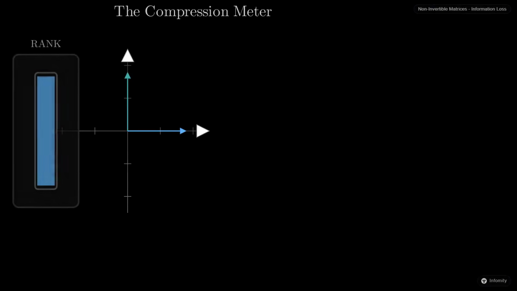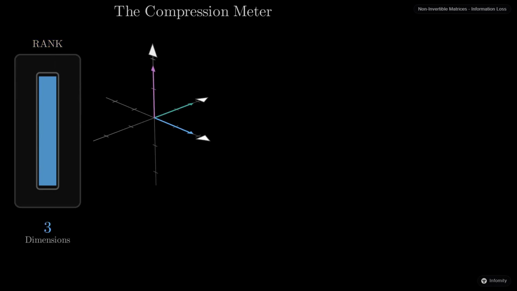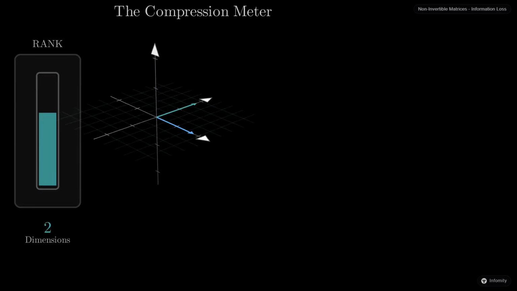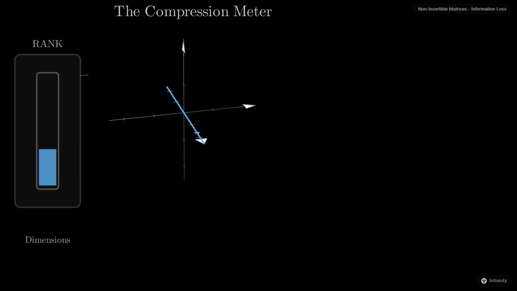To measure this collapse, we use the concept of rank. Essentially, rank tells us the number of dimensions remaining after the transformation. For instance, if a 3-dimensional space collapses to a plane, its rank is 2. Similarly, if it collapses to a line, its rank is 1.